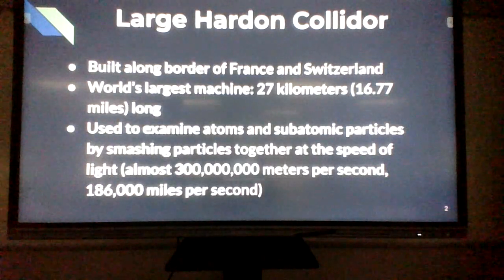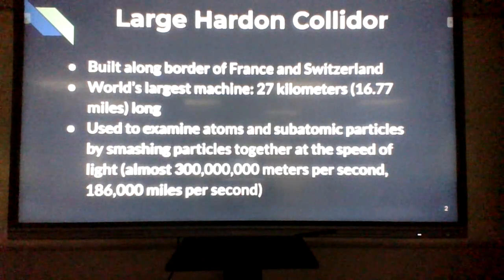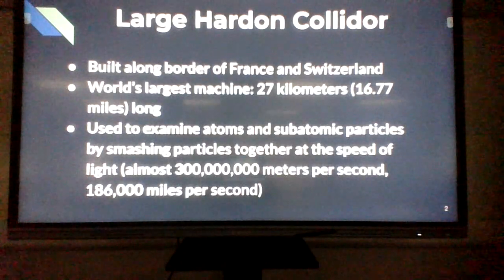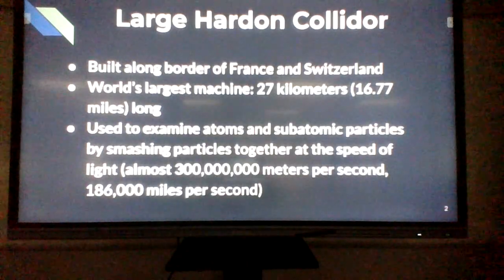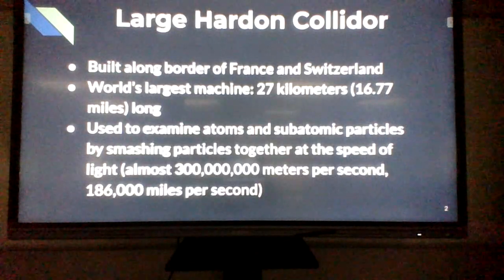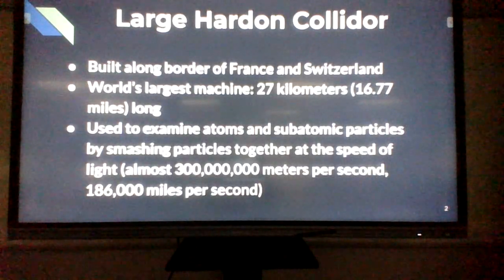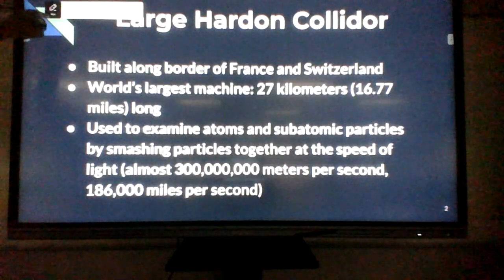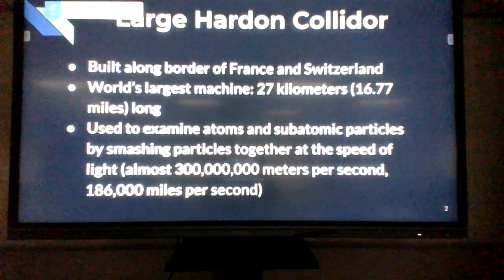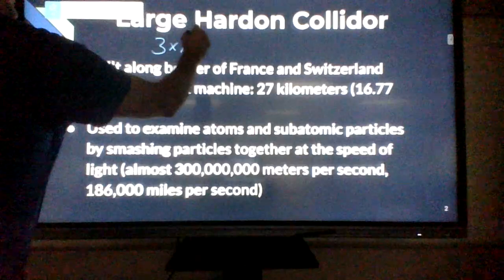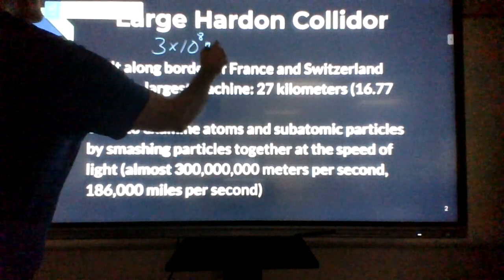This large hadron collider is used to examine atoms and subatomic particles by smashing the particles together at the speed of light, almost 300 million meters per second, approximately 186,000 miles per second. In scientific terms, 300 million is 3 times 10 to the 8th meters per second.